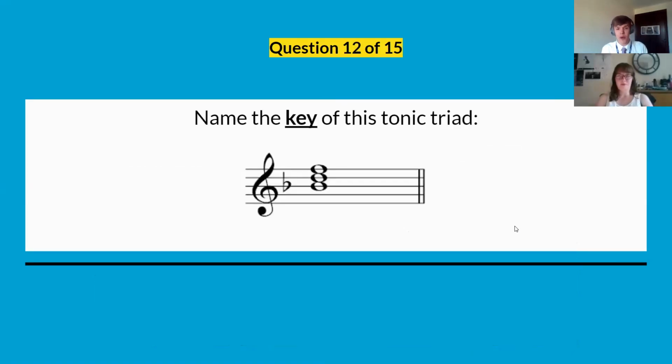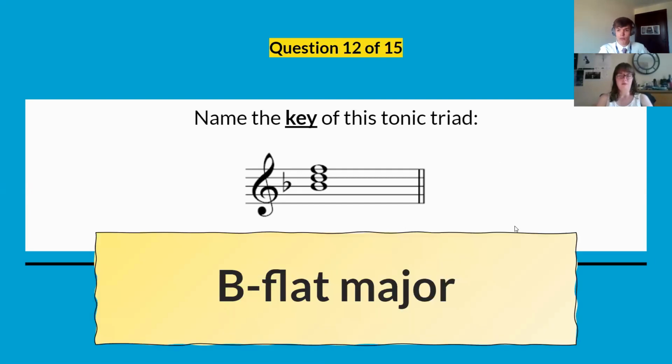So question number 12, it was name the key of this tonic triad. So remember, a triad is a 3-note chord, and the tonic is the bottom note. I said that last time. So it's a B-flat major triad because B-flat is the bottom note, okay? Don't be put off by the deliberate mistake, which is a key signature of only 1 flat, because of course 1 flat is F major, but the triad here is in fact the triad of B-flat major.